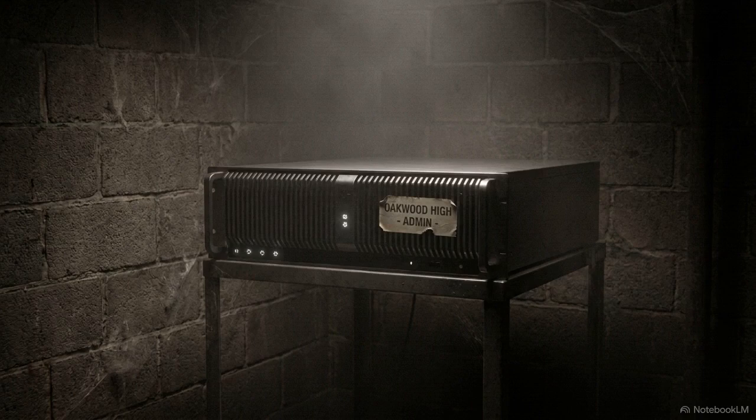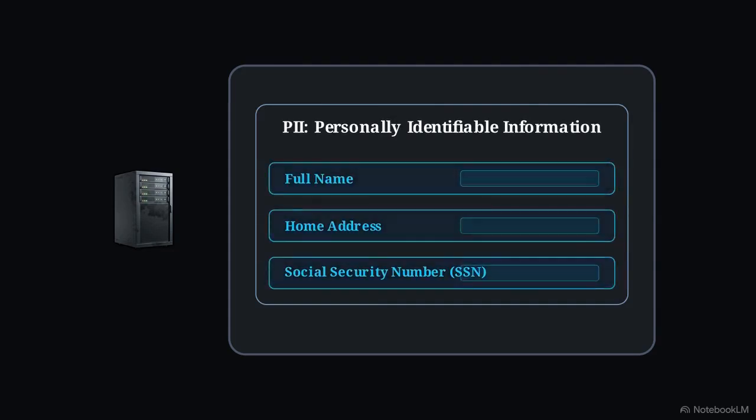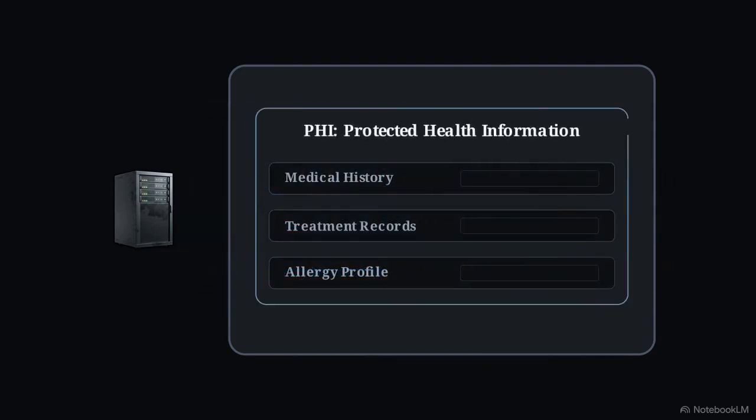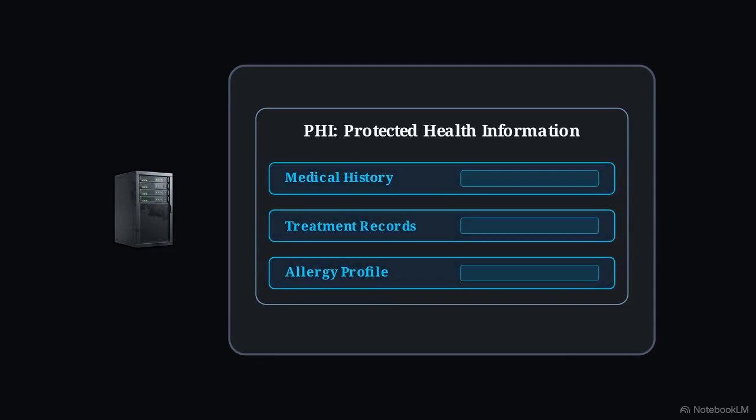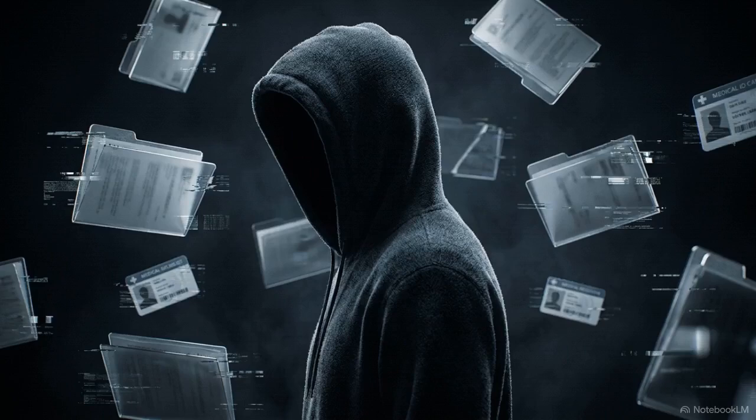Imagine a server sitting in the basement of the fictional Oakwood High School. It holds thousands of highly detailed student records. That server is packed with personally identifiable information, or PII, like names, addresses, and social security numbers. It also holds protected health information, or PHI, including medical records and allergy profiles. If a thief accesses this data, it exposes every student to identity theft and medical fraud.